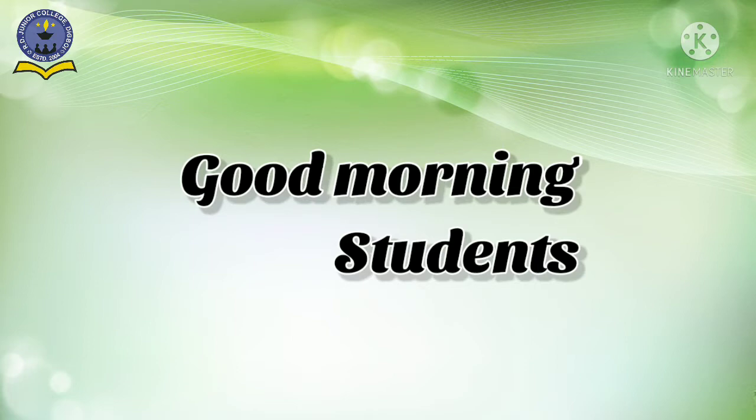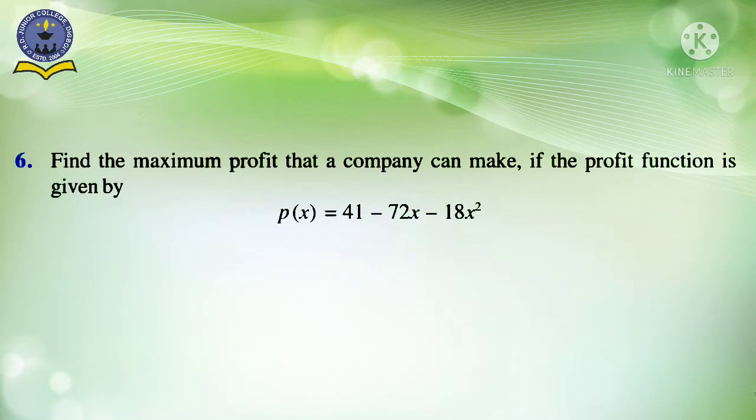So now here, if you see question number 6, the question is given in this way. Find the maximum profit that a company can make, if the profit function is given by P(x) = 41 - 72x - 18x².